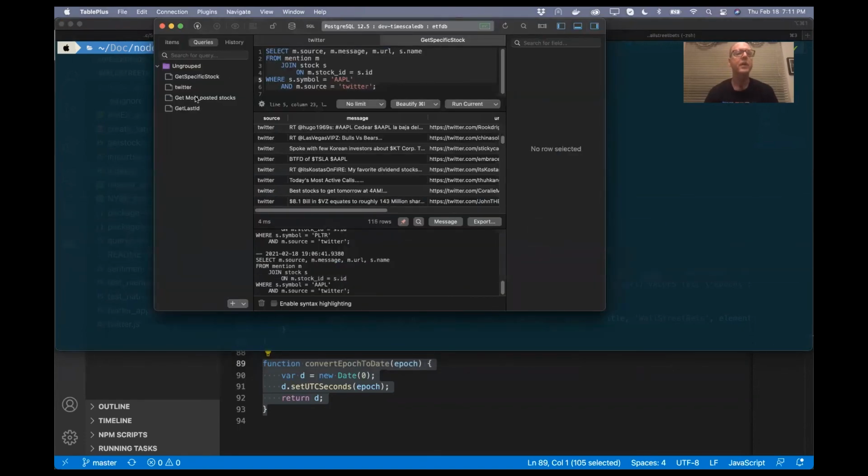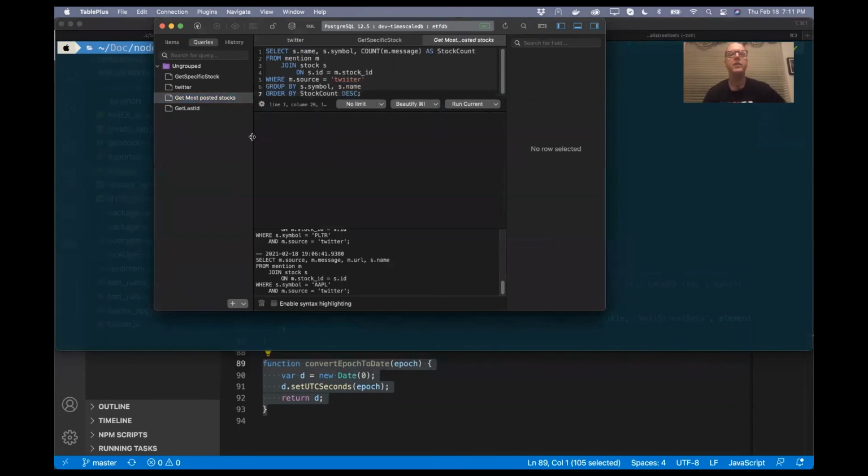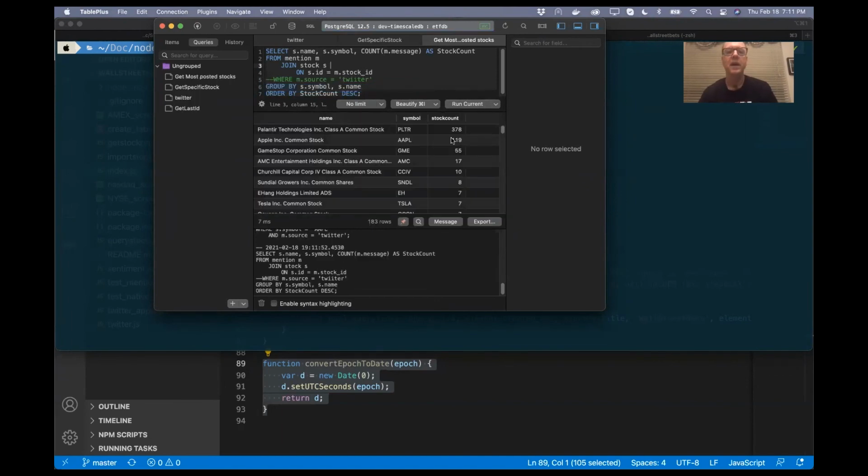I have in here a query that I created called get the most posted stocks. If I come in here and run this, right now this is set to look at anything that matches a misspelling of Twitter. I'm going to comment that out and let's just run that. You can see in here, let's go ahead and put the source in here as well. We want the source. So I'm going to say s.source, and we'll come over here and say s.source.